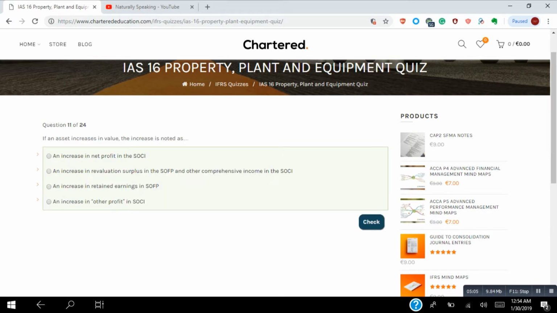If an asset increases in value, the increase is noted as an increase in revaluation surplus in the statement of financial position, other comprehensive income in the statement of comprehensive income. That would be the second option.